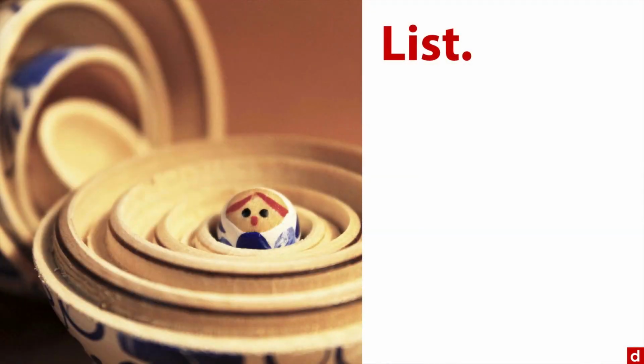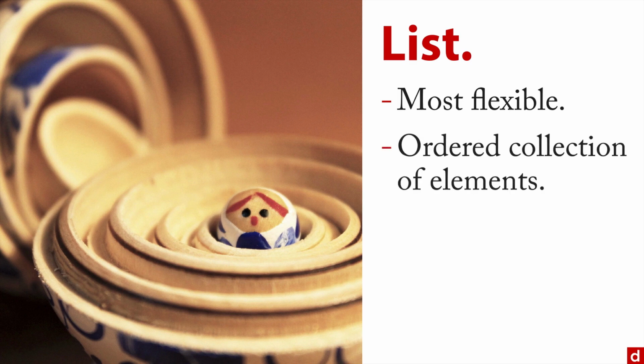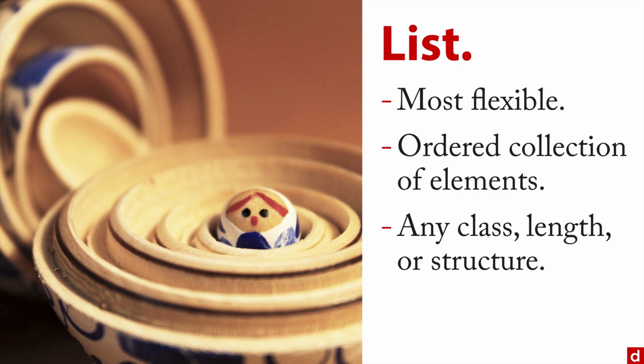And then finally, there's the list. This is R's most flexible data format. You can put basically anything in a list. It's an ordered collection of elements, and you can have any class, any length, any structure, and interestingly, lists can include lists, and so on and so forth. So it gets like the Russian nesting dolls. You have one inside the other, one inside the other.